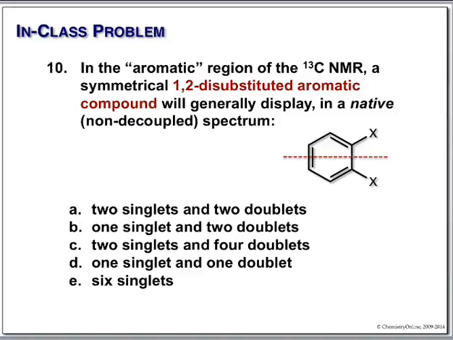Now all you have to do is ask yourself, how many different carbons do we have, and how many hydrogens are they attached to? This guy here, no hydrogen, that would be a singlet. This has a hydrogen, it's a doublet. This has a hydrogen, it's a doublet. We would get 1 singlet and 2 doublets.